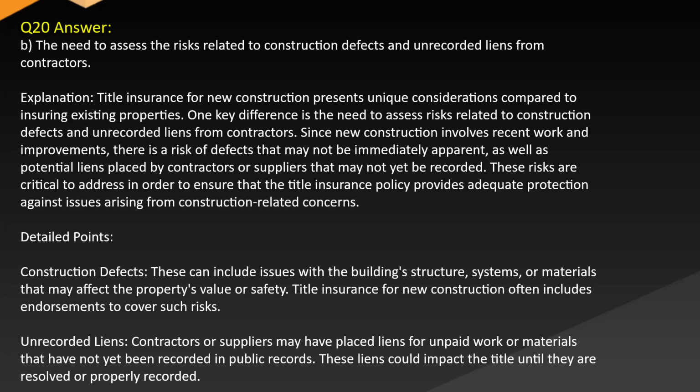arising from construction-related concerns. Detailed points: construction defects. These can include issues with the buildings, structure, systems, or materials that may affect the property's value or safety. Title insurance for new construction often includes endorsements to cover such risks. Unrecorded liens. Contractors or suppliers may have placed liens for unpaid work or materials that have not yet been recorded in public records. These liens could impact the title until they are resolved or properly recorded.